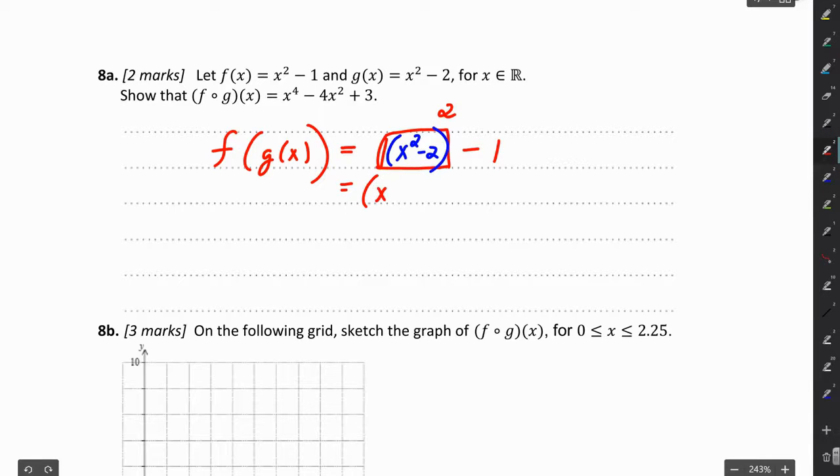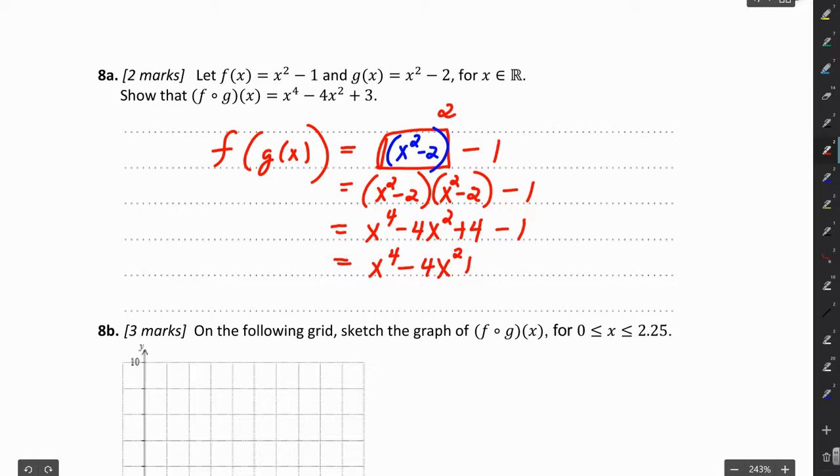So this becomes (x squared minus 2)(x squared minus 2), all minus 1. So when we FOIL that, we get x to the 4th minus 4x squared plus 4 minus 1, which is equal to x to the 4th minus 4x squared plus 3. So we did our show, we proved it.